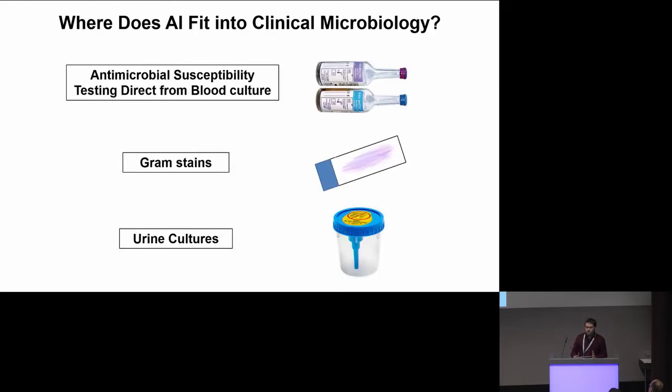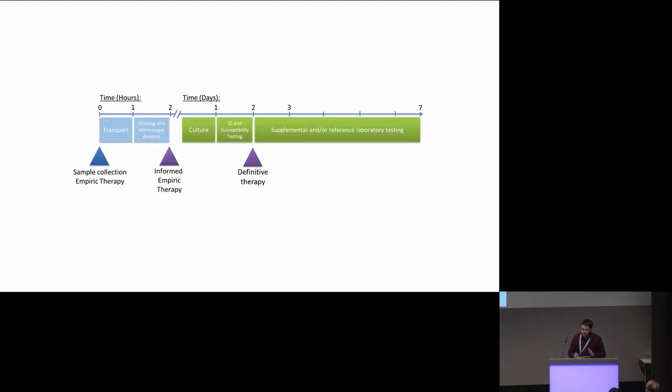So which types of processes are we talking about here? What types of things are actually going to become practice in clinical micro in the near future? The first one I'm going to speak about is something that's already in clinical microbiology practice: antimicrobial susceptibility testing directly from positive blood cultures. I'm then going to talk about gram stain interpretation using artificial intelligence, and then a bit about urine culture interpretation from plates.